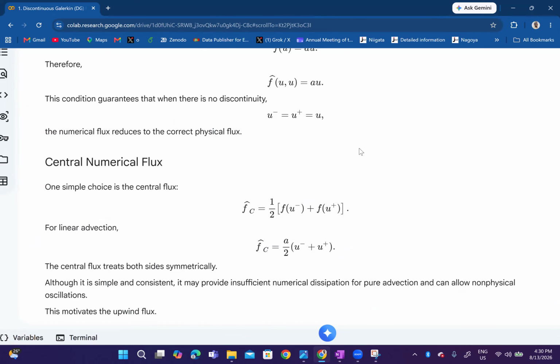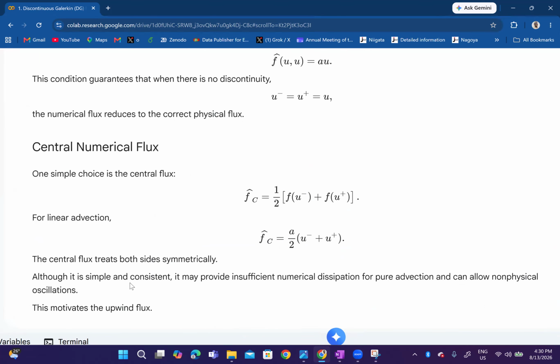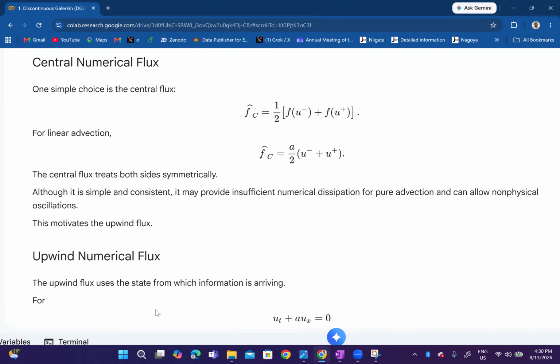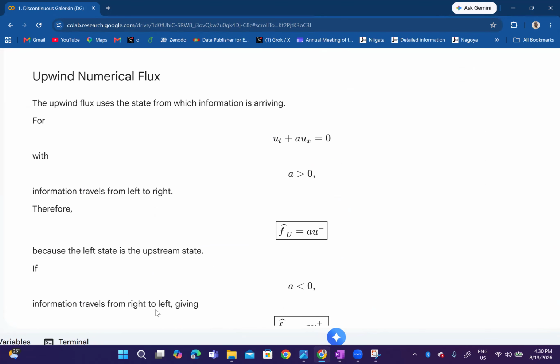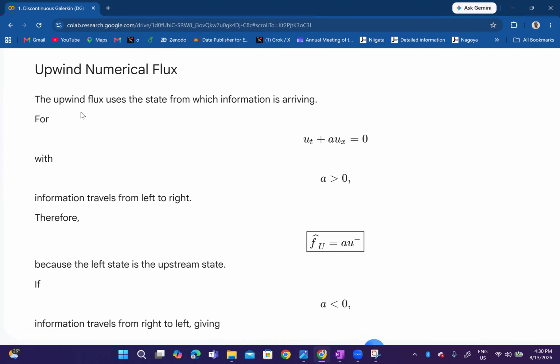The central flux treats both sides numerically symmetrically. Although it is simple and consistent, it may provide insufficient numerical dissipation for pure advection and can allow non-physical oscillation. This motivates the upwind flux. So that's central flux, and because of the problem of the central flux, we have the upwind flux. So let's look at the upwind flux now. The upwind flux uses the state from which information is arriving.